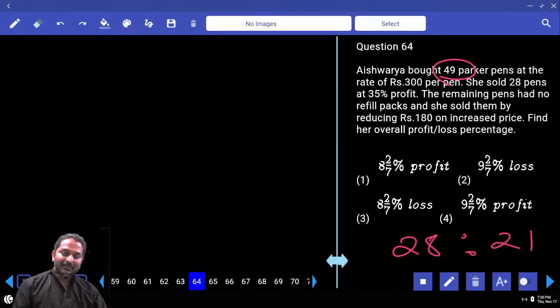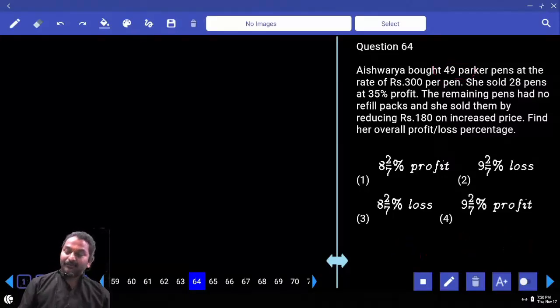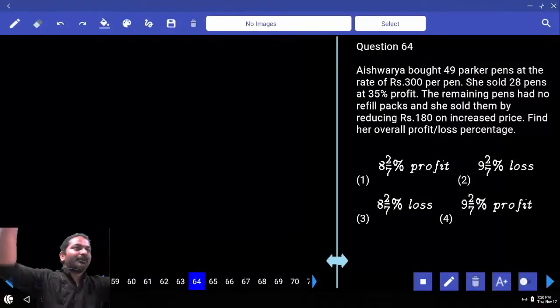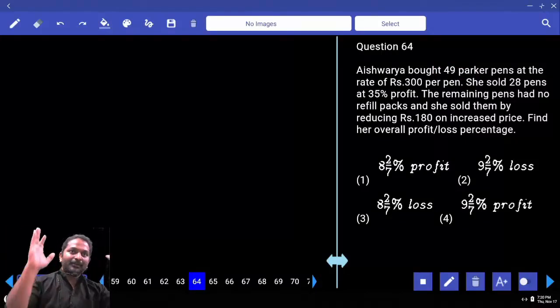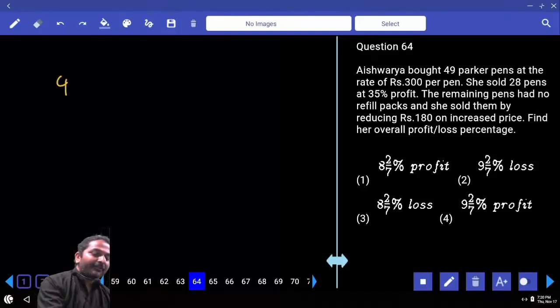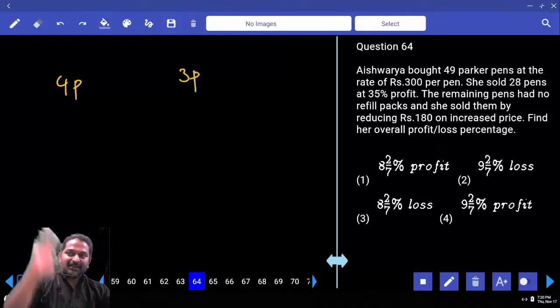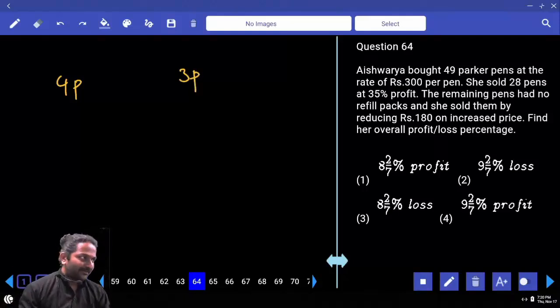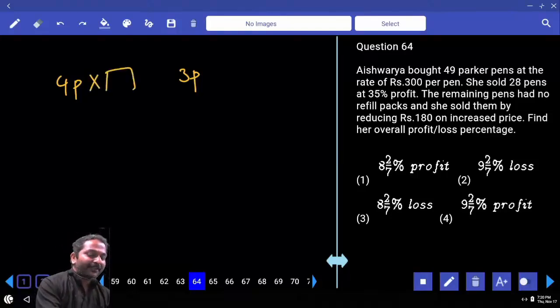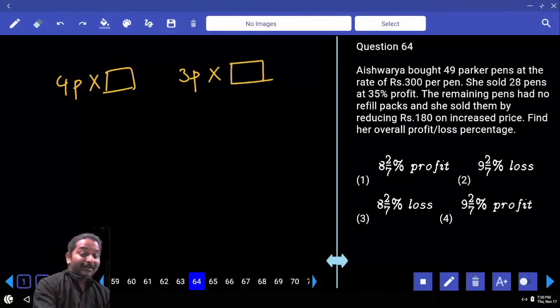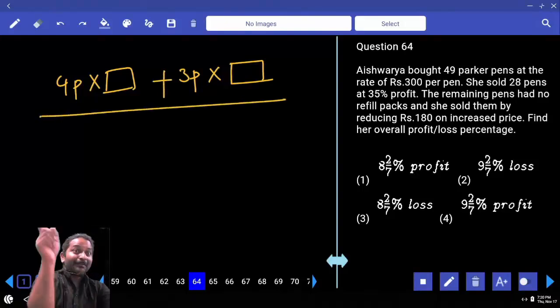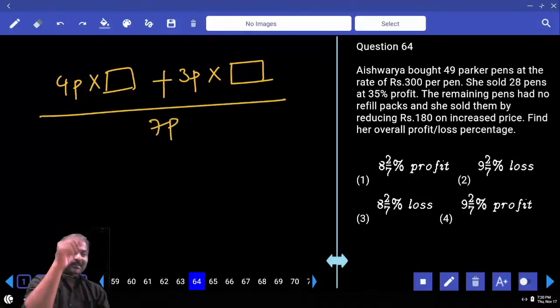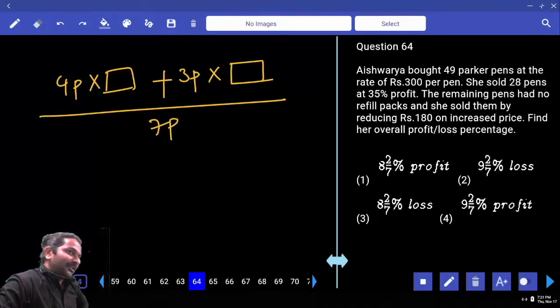Ratio 4:3. So I can say out of total 7 parts, on 4 parts I am getting some profit, and on remaining 3 parts I am getting something else. Maybe profit or loss, I don't care. To calculate overall profit, 4 parts into profit made on this, plus 3 parts into profit made on this, divided by 7 parts. Will that give you the answer or not?